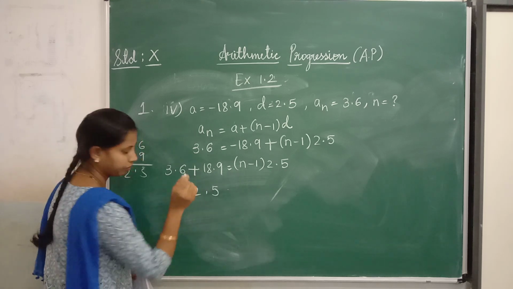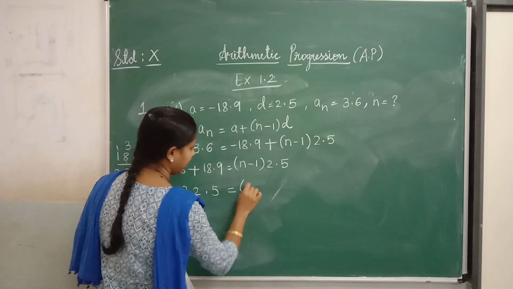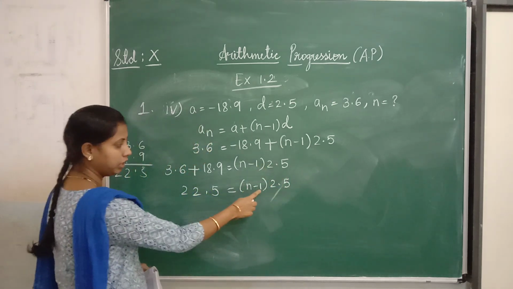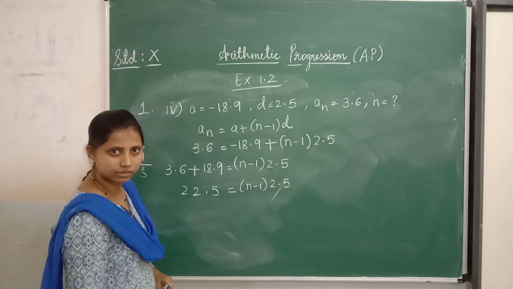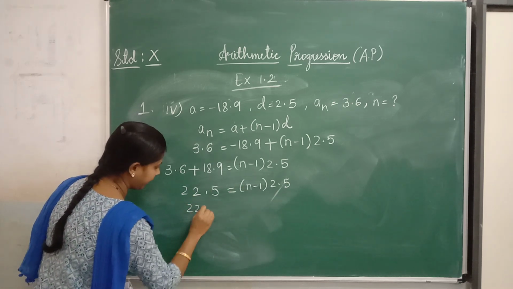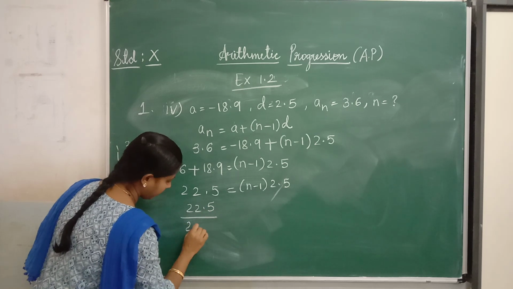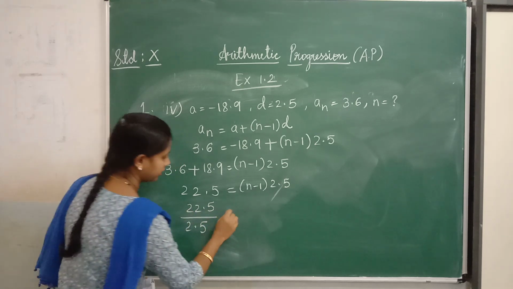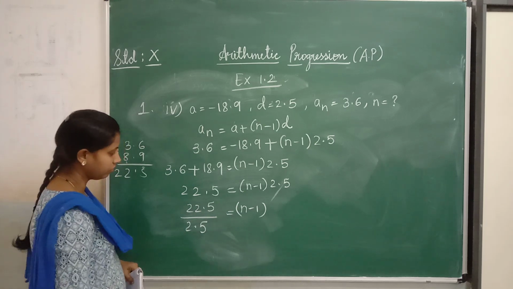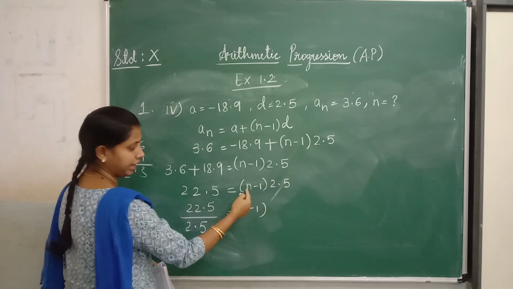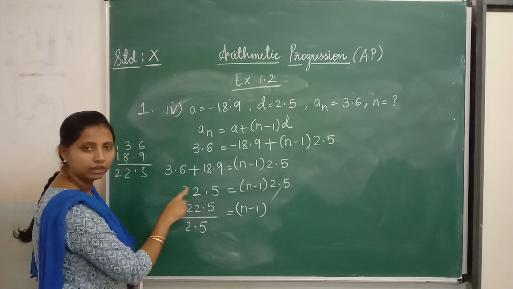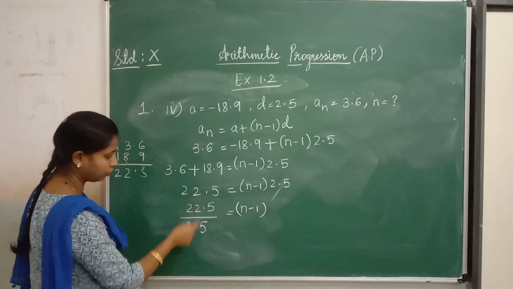22.5 is equal to (n minus 1) into 2.5. Now, take 2.5 on the other side. So you will get 22.5 divided by 2.5 is equal to n minus 1. Instead of multiplying 2.5 into (n minus 1), I have directly taken 2.5 on the other side. This is the easier method.